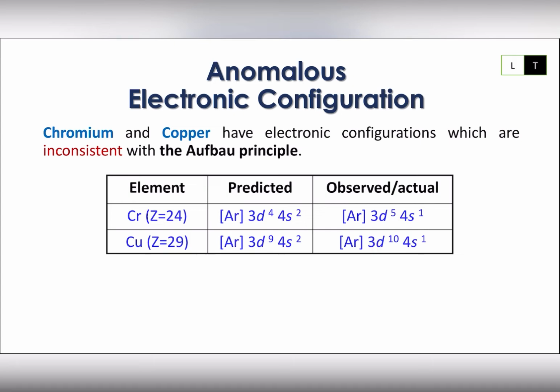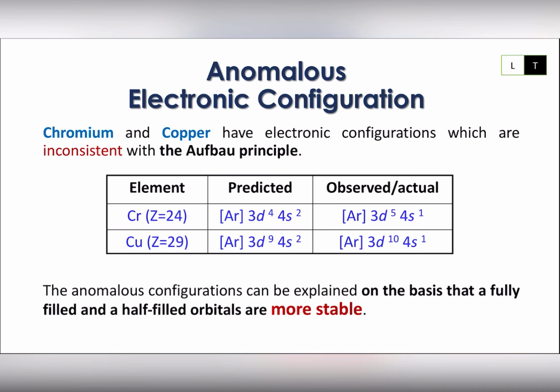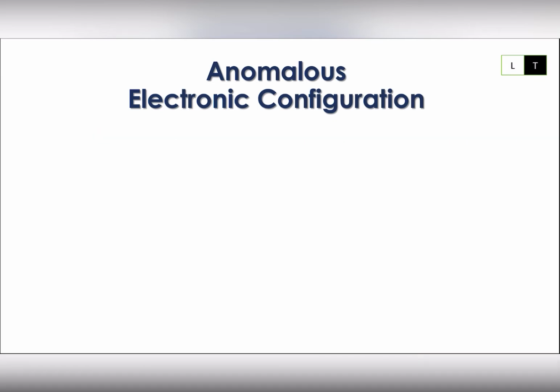So this anomalous configuration can be explained based on fully filled and half filled orbital. And fully filled or half filled orbital are more stable. So contohnya macam mana? Let's go to how does it looks like.